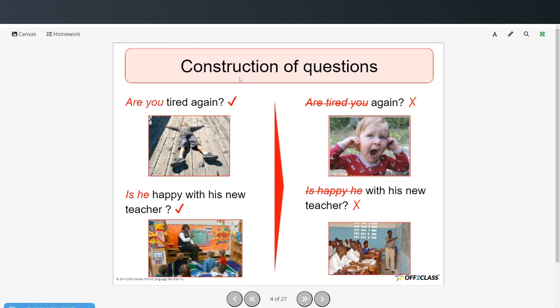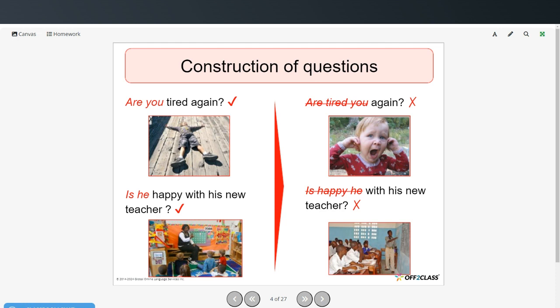So we'll talk about the construction of questions. So are you tired again? So we have the to be verb, then the subject, then the adjective, and then this is an adverb. But we would not say, are tired you again. So the subject has to come right after the to be verb.